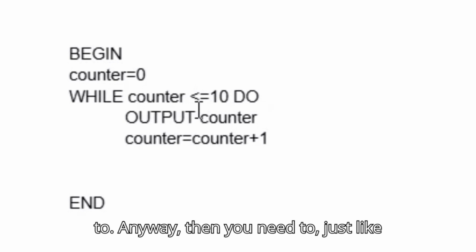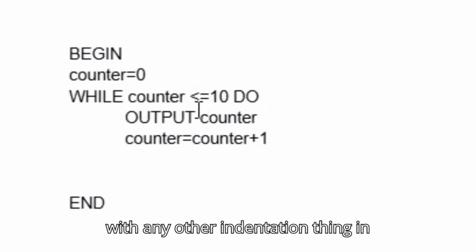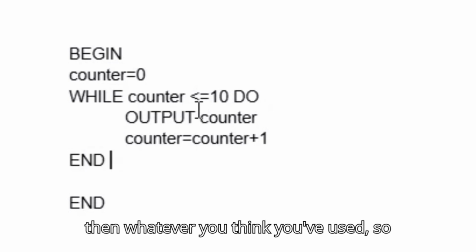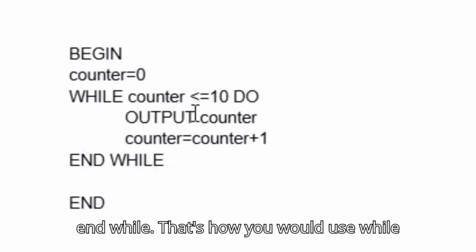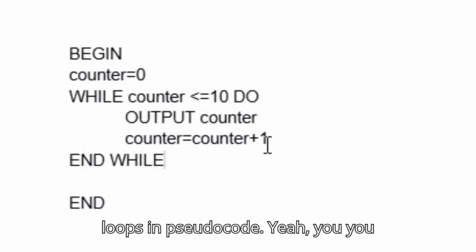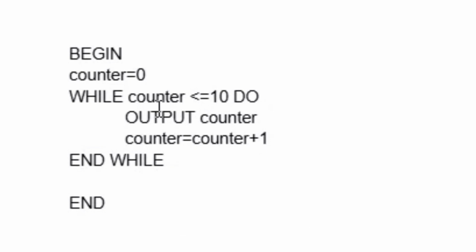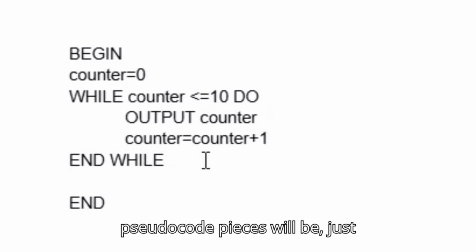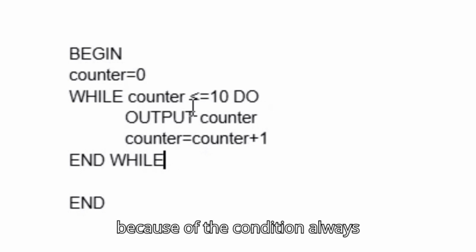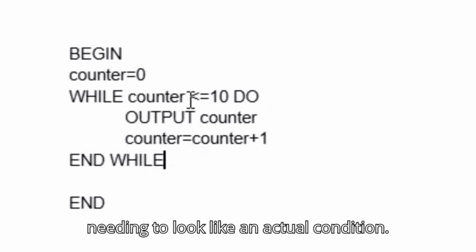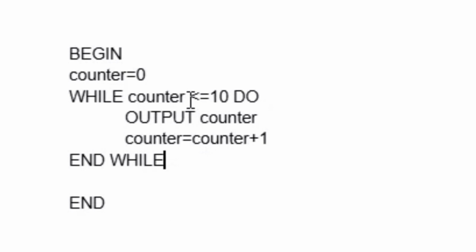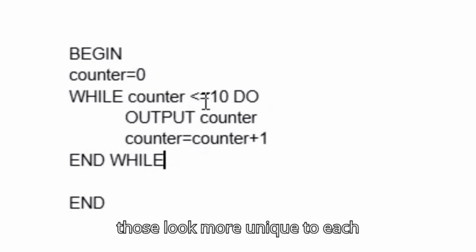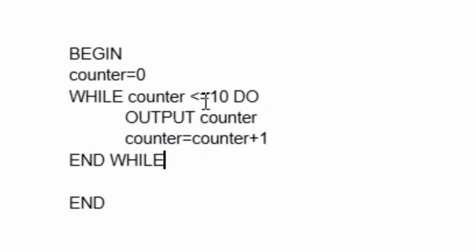Anyway, then you need to, just like with any other indentation thing in pseudocode, put end, and then whatever you think you've used, so end while. That's how you would use while loops in pseudocode. You will notice that it is the most similar to Python that most pseudocode pieces will be, just because of the condition always needing to look like an actual condition. Whereas for loops are not condition controlled, so those look more unique to each language.